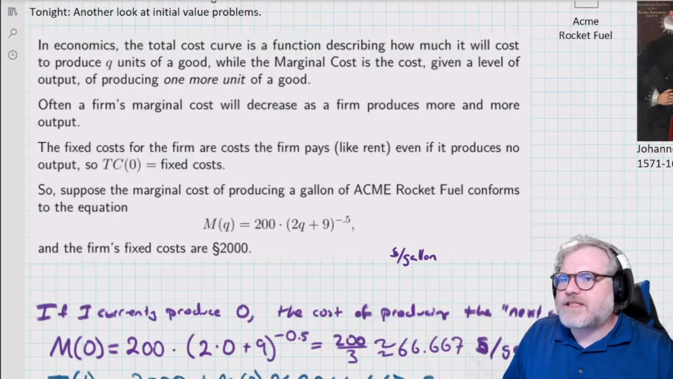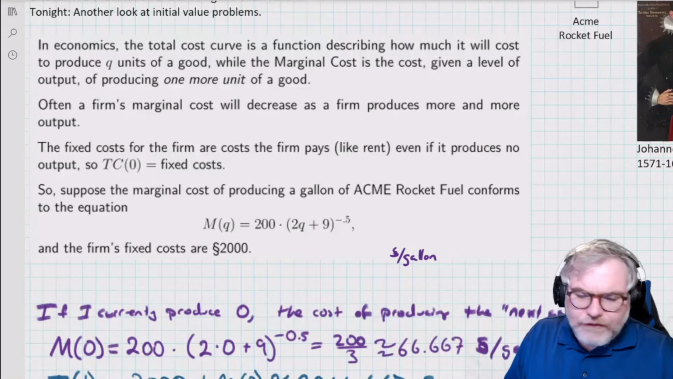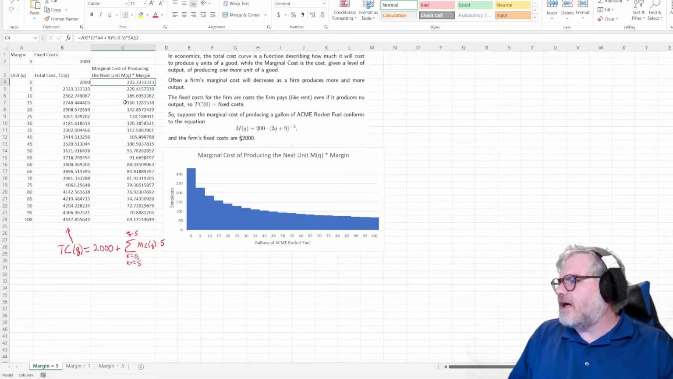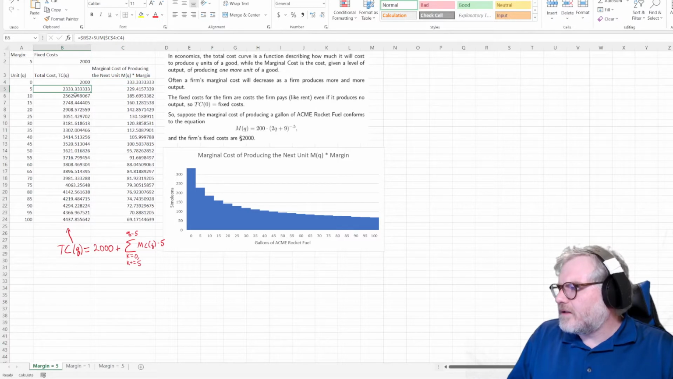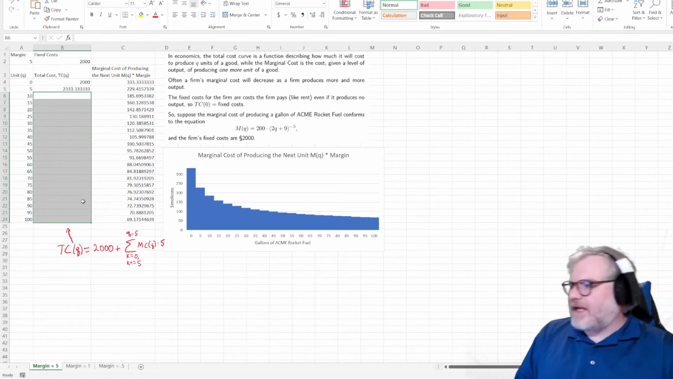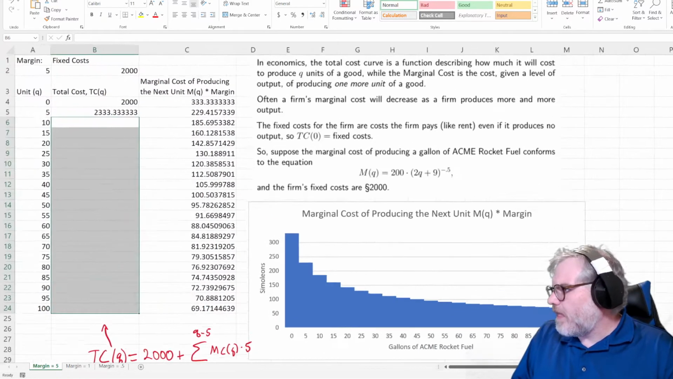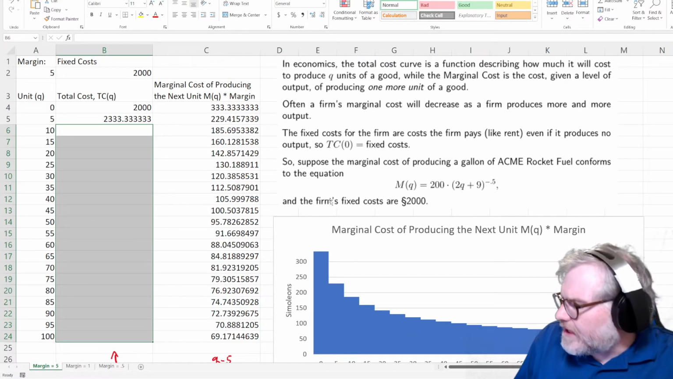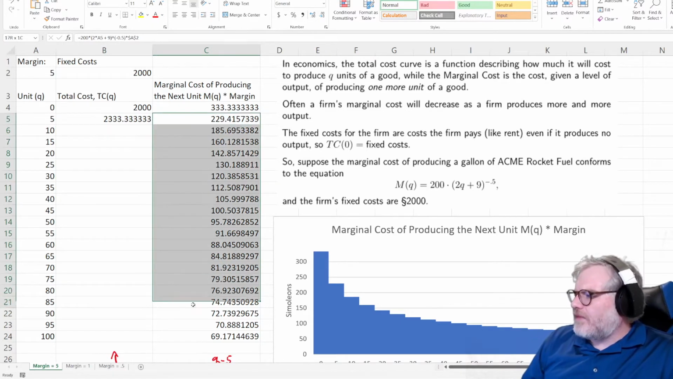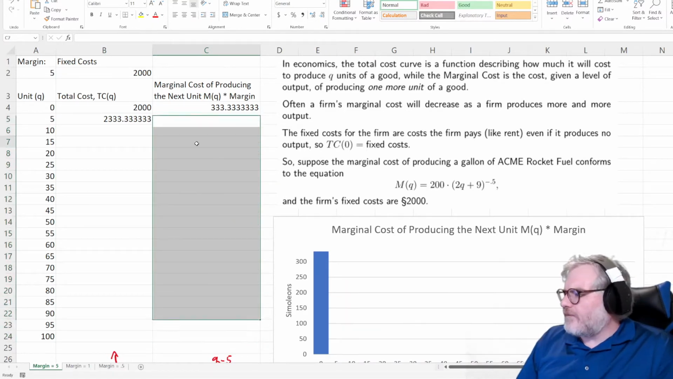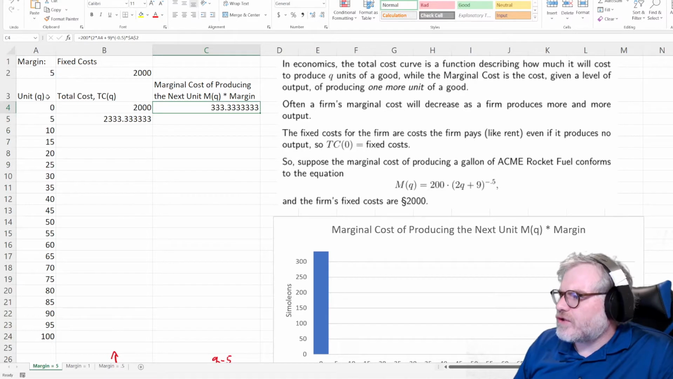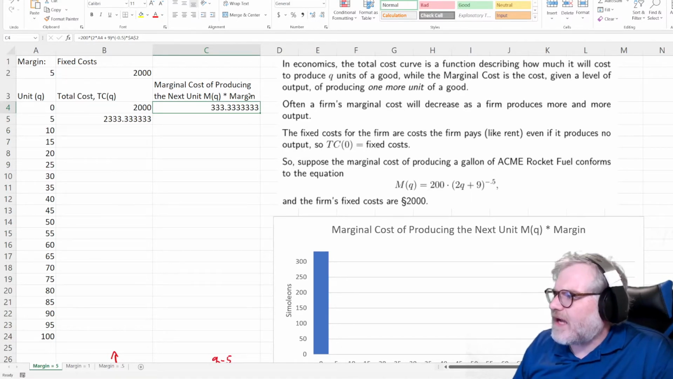So let's look at this from a slightly different perspective. Here's a little Excel sheet I made up. Let me zoom in so you can see it. Here's my problem. On this side, what I put in for my formula is the marginal cost. So I put in this formula here, and then I multiplied it by the margin.